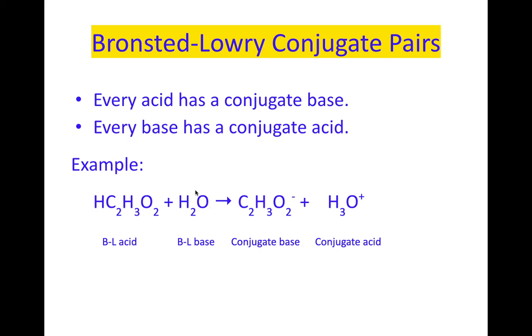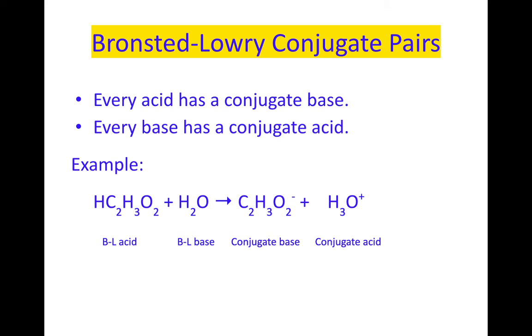How do I know that? Well, the H2O had to accept a hydrogen ion to become H3O+. So basically, what we see here is the hydrogen ion went from the acid to the base. Okay? The hydrogen ion went from the C2H3O2 to the H2O. And so that's how we ended up at the end with C2H3O2 minus plus H3O plus. So I hope that helps you to understand the concept of conjugate acids and conjugate bases a little bit better.